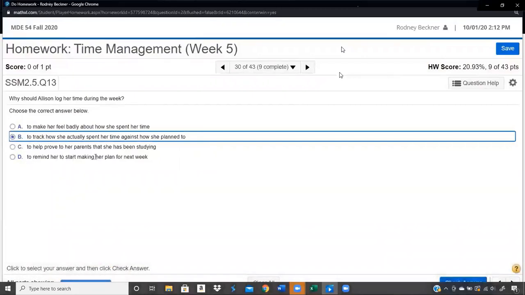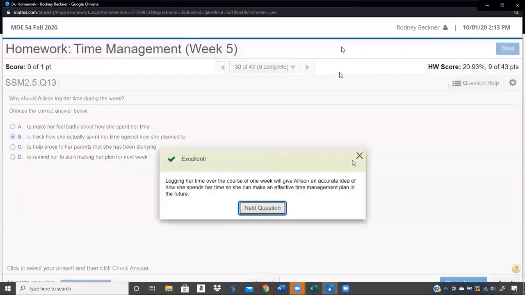To remind her to start making her plan for the next week. I think that's also a good idea, that while you're continuing to maintain your plan, it's reminding you that you need to keep up with this next week. And maybe you'll get a little better at guessing where things are missing. But yeah, it's definitely B.